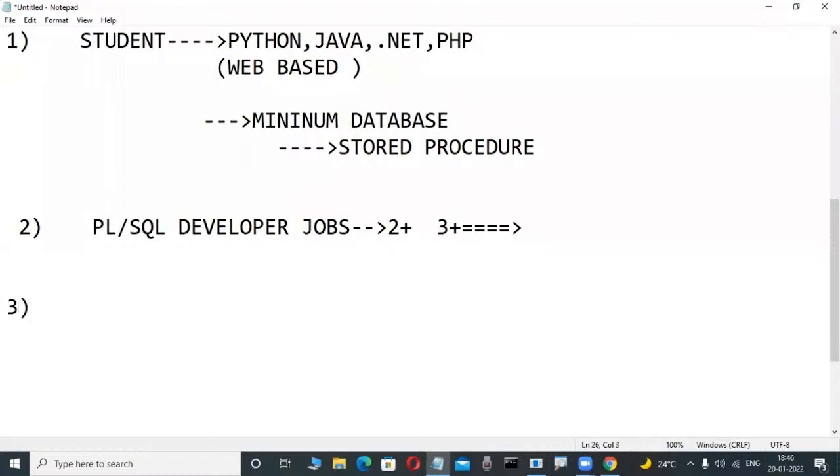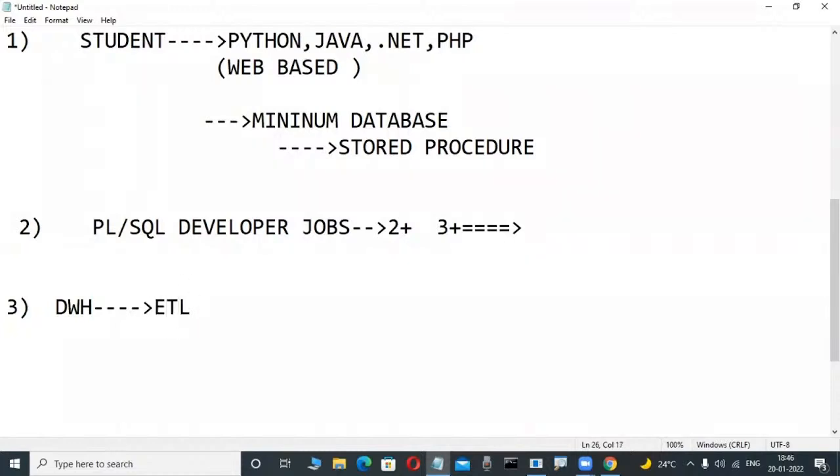Another type of person: nowadays, some people do not have very good coding knowledge. Maybe they are not technical persons, but they want to move into software. In that case, one type of job is available. What is that? Data warehousing technologies. In that, there are ETL programmers and reporting programmers.